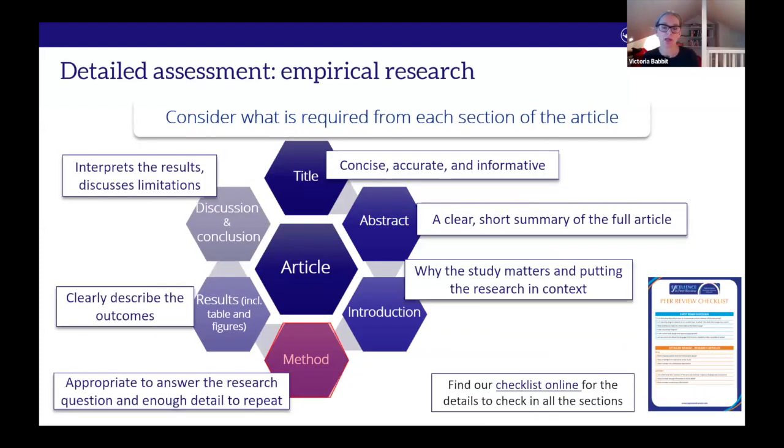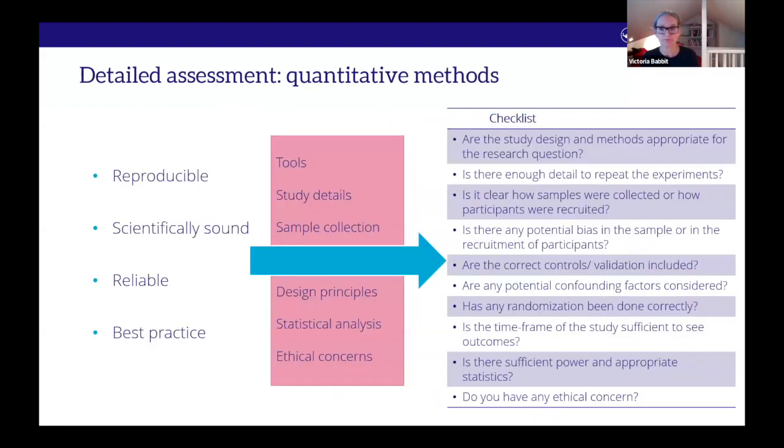Next, let's take a look at the methods section. The quantitative methods section should be reproducible, scientifically sound, reliable, and following best practice. All of the different elements need to be assessed. So the tools, the study details, sample collection, design principles, statistical analysis, ethical concerns, and so forth. And if any software has been used, it should be clearly described and available for readers to replicate the study. Likewise with data. If the journal has an open data policy, it should be available in an established repository.